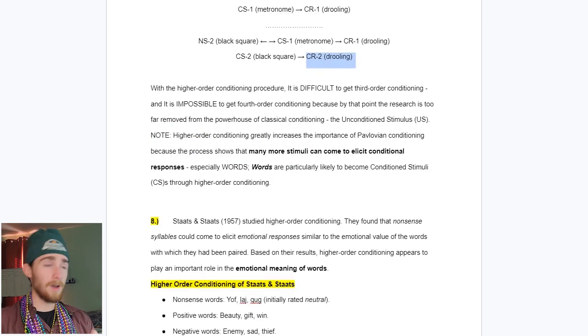With higher order conditioning, it is difficult to get third order conditioning, and it is impossible to get fourth order conditioning, because by that point the research is too far removed from the powerhouse of classical conditioning. The unconditioned stimulus, right? Remember, unconditioned stimulus, that's the powerhouse of classical conditioning. If you stray too far away from that, then it all falls apart. Now, a quick note here is that higher order conditioning greatly increases the importance of Pavlovian conditioning because this process shows that many more stimuli can come to elicit conditional responses, especially words. Words are especially likely to become conditioned stimuli through higher order conditioning.